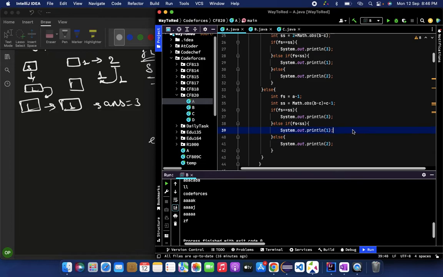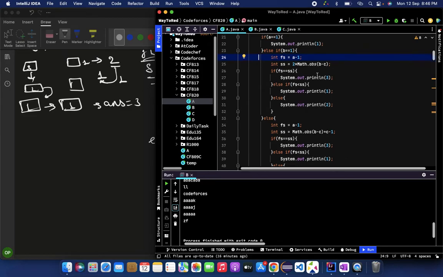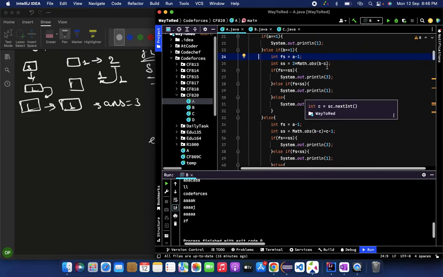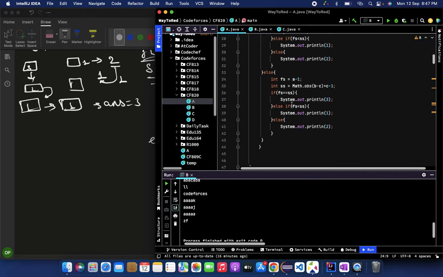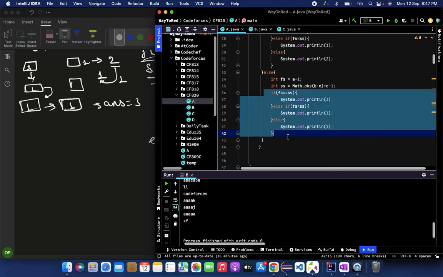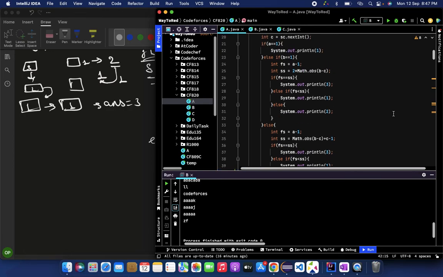As I told in the logic, I'll be doing 2 times the absolute difference of b and c, and in the second case, the absolute difference of b minus c plus c minus 1. And we compare these values. So overall this was the solution of the first problem of Codeforces.